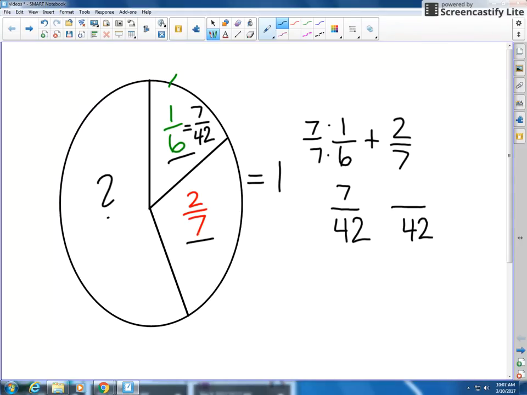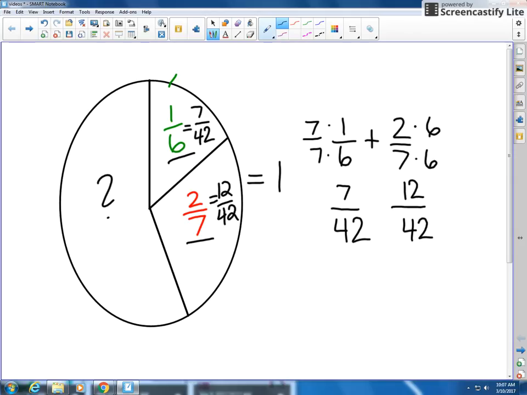I'm going to do the same thing to 2/7. I know 7 times 6 equals 42, and I know 2 times 6 equals 12. So 2/7 is equal to 12 over 42. So again, if I would have divided the spinner into 42 sections, 12 of them would be red.